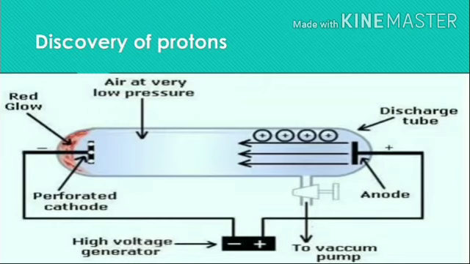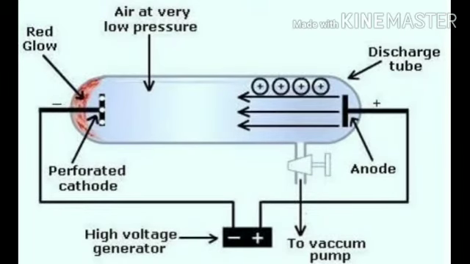Let's move towards our second topic, the discovery of protons. Protons were discovered by a German physicist named Goldstein. Goldstein used an apparatus similar to J.J. Thomson's. He observed another type of rays in the discharge tube which come from the anode towards the cathode. Because these rays are attracted by the cathode, the negative terminal, he gave them the name anode rays, or protons. These rays give a red glow in the left corner of the discharge tube.